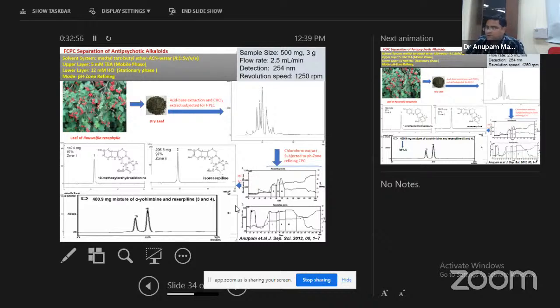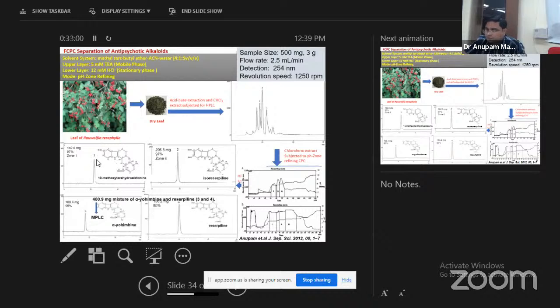You are able to get 4 alkaloids by this technique: 10-methoxytetrahydroalstonine, isoreserpine, alpha-yohimbine, and reserpine, with 97% purity, 97% purity, and 95% purity. Very easy. In 4 hours, you can get the result when you finalize your solvent system.